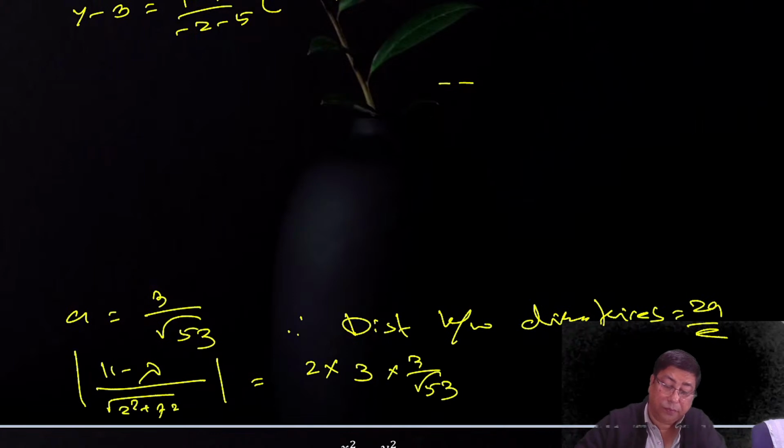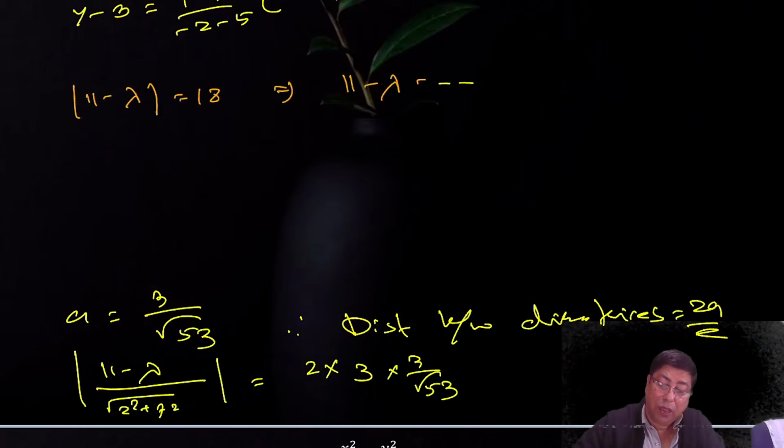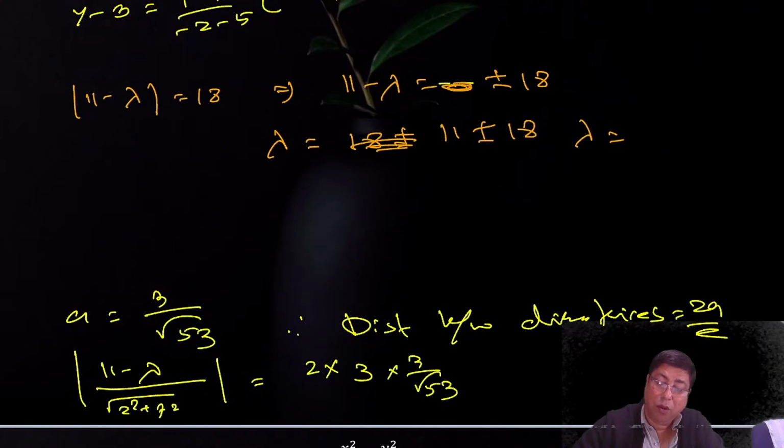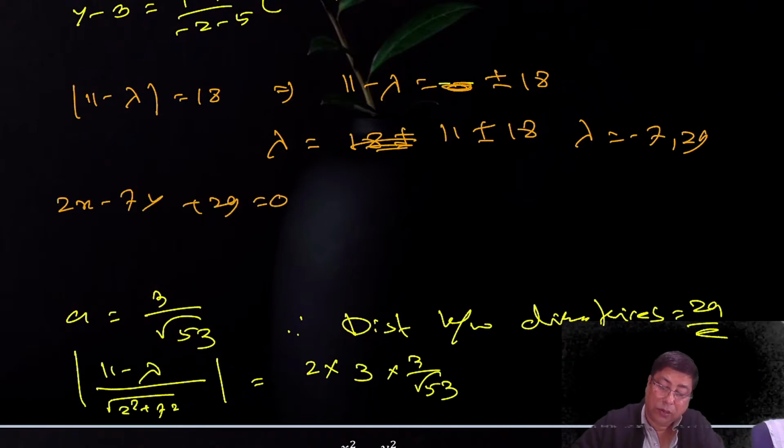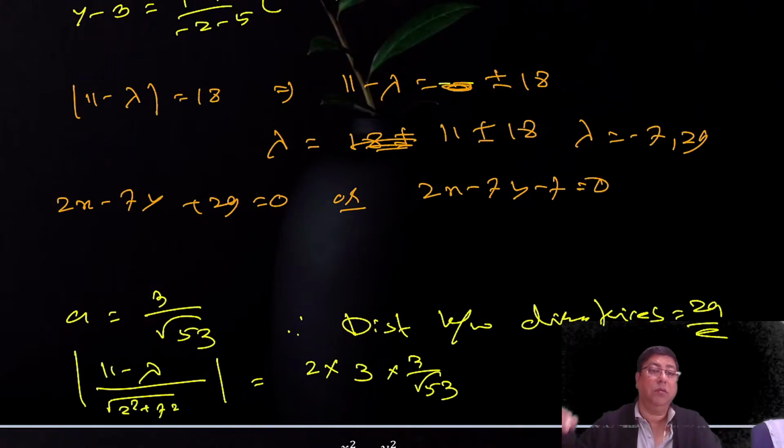And this is coming to be what? Root over 53 is getting cancelled. So 11 minus lambda equal to 18. Therefore, 11 minus lambda equal to plus minus 18. So lambda equal to 11 plus minus 18. So lambda equal to minus 7 and 29. So the other directrix will be, just put the value, 2x minus 7y plus 29 equal to 0, or 2x minus 7y minus 7 equal to 0.